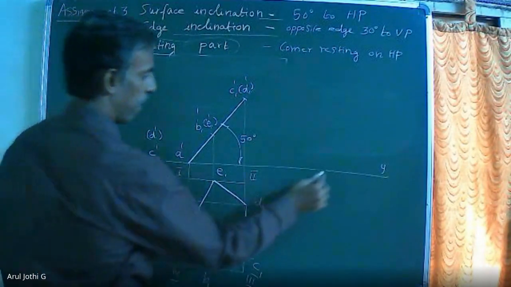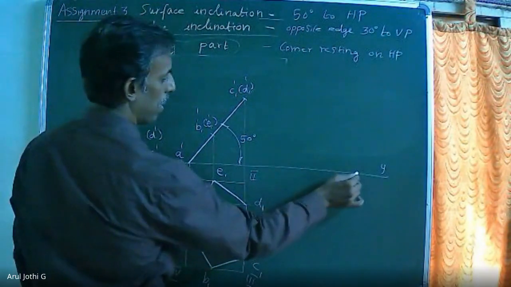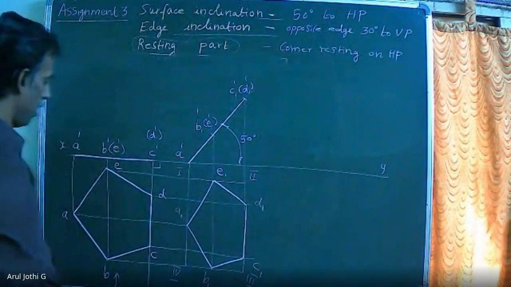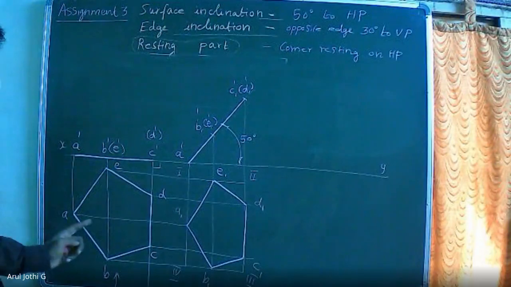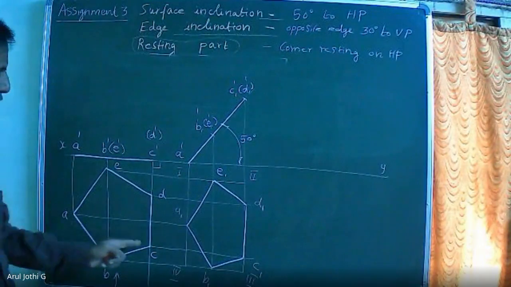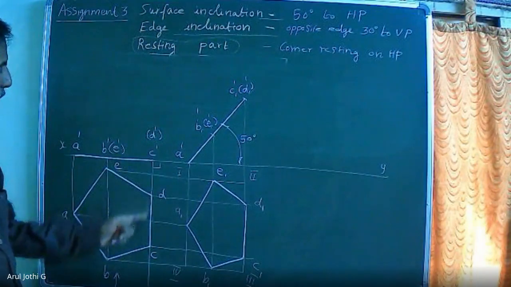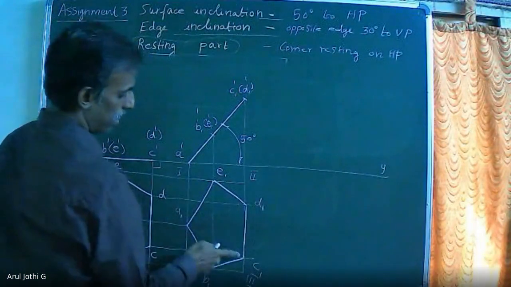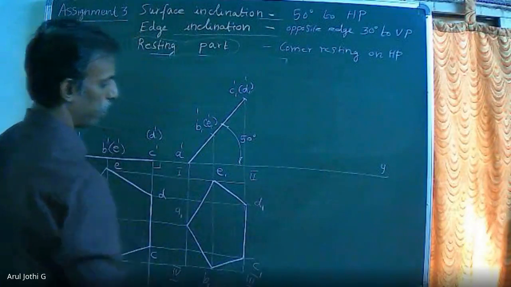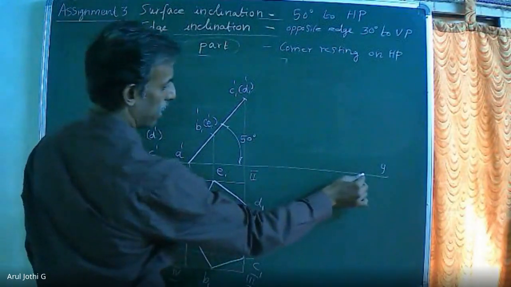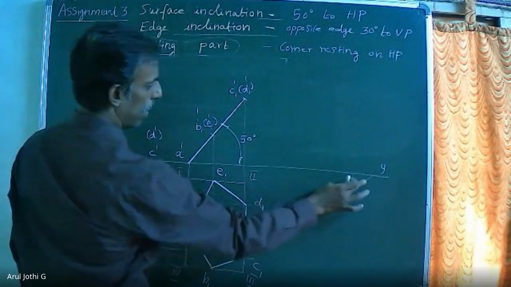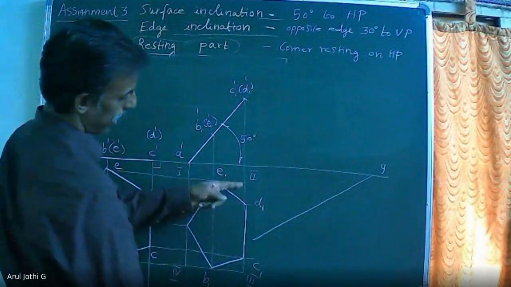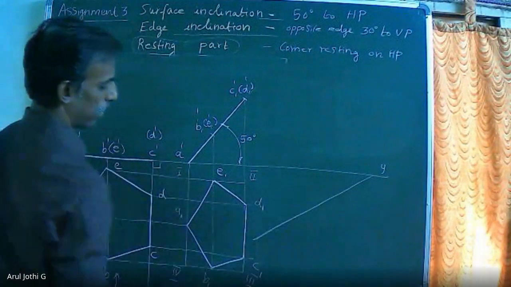Now in the final diagram, I am going to fill this top view. Okay. So mark one point here. Edge is inclined 30 degree to VP. Now the corner A is lying on HP. Which one is the opposite edge available to this corner? This edge CD is the opposite edge for the resting corner A. So in our tilted diagram, this edge CD should be inclined to VP. Now you draw a 30-degree inclined line. Okay. So this side CD should be available on this line.